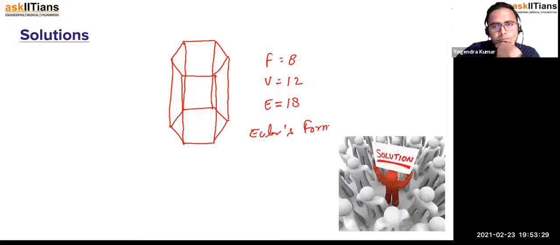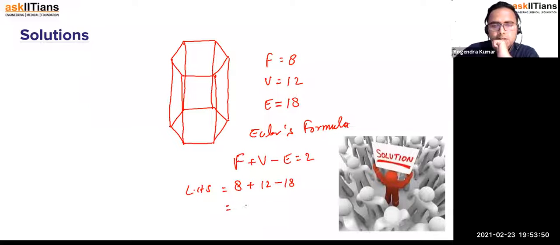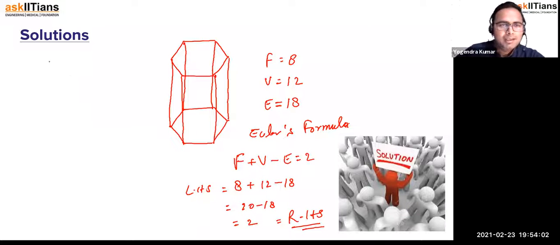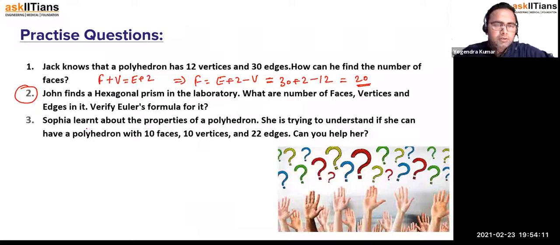Euler's formula says that F plus V minus E is equal to 2, or you can write F plus V equals E plus 2. Okay, so 8 plus 12 minus 18. Which is coming to 20. So it is 20 minus 18, which is 2, which is the RHS, right? So we got it correctly, right? It is our hexagonal prism. Remember it.